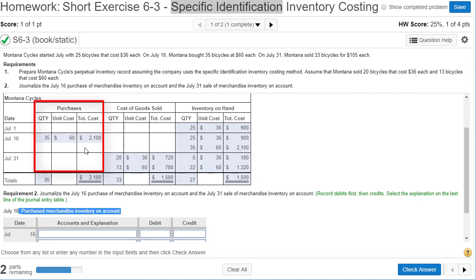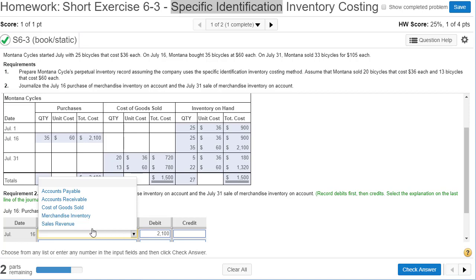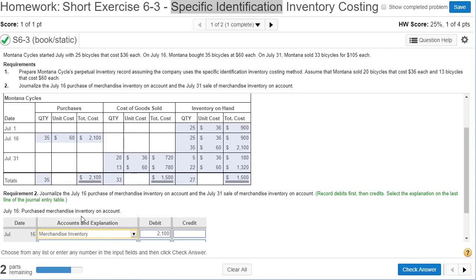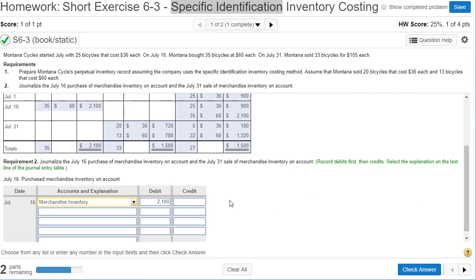So in the journal, do we keep track of quantity or dollars? We keep track of dollars. So we have to use the $2,100. So on that date, our inventory is going up. Inventory is an asset, and assets go up on the left side, the debit side, so that's why I put it as the debit. So now we need a $2,100 credit.